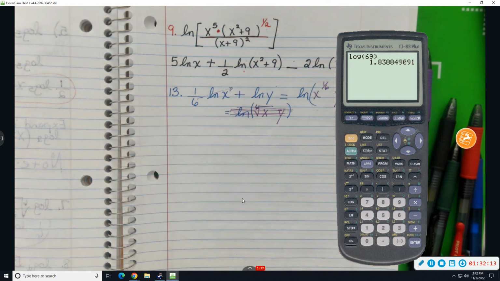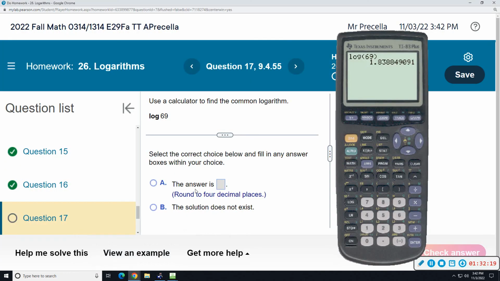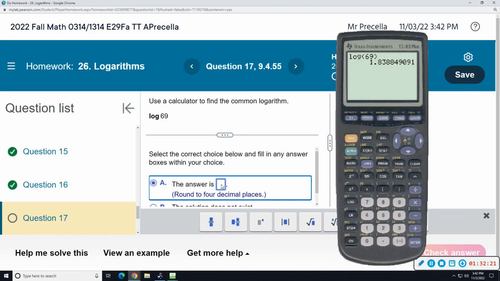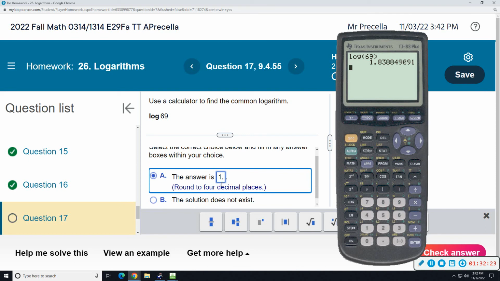So type in 1.8. How are you told to round it? Round to 4 decimal places. So 1.838. Is it going to be an 8 or is it going to go up to 9? 8, because it's not 5 or more. That's right. We use traditional rules of rounding. I'm thinking this might be the first time this semester we've actually rounded decimal numbers.